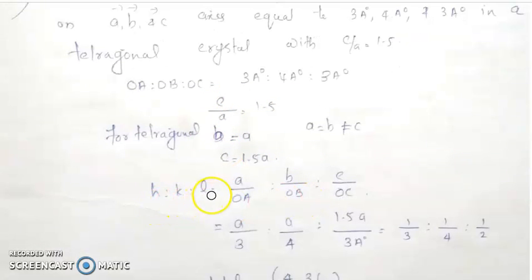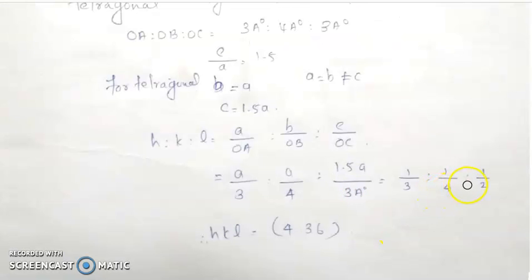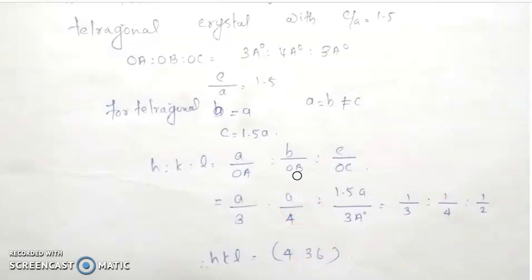So H is to K is to L is obtained by dividing: H is A divided by OA, K is B divided by OB, and L is C divided by OC. So A by 3 is to A by 4 is to 1.5 A divided by 3 angstrom. So that is equal to 1 by 3, 1 by 4, 1 by 2. So HKL will be equal to 4, 3, 6. That is the Miller indices of this.